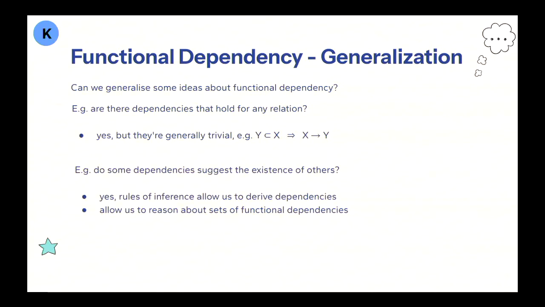So the second thing here we can think about is how can we formally define the dependencies, the relations of dependencies. How can we use one relation to derive another one? Actually, we can do that. We just have a feeling that there are connections that they could be used to derive each other. And yes, there are rules of inference which allow us to derive dependencies, and it allows us to reason about the sets of functional dependencies for a given relation.